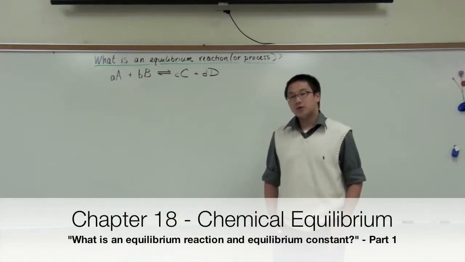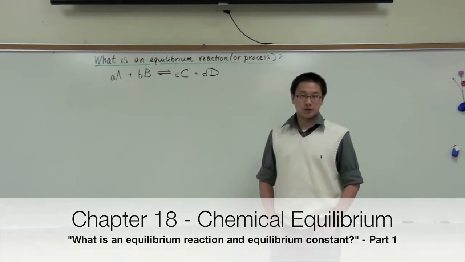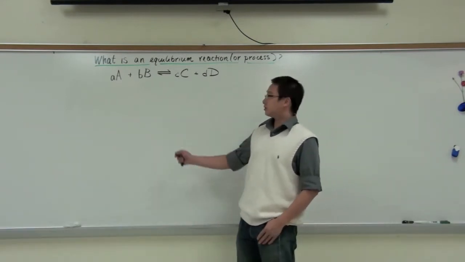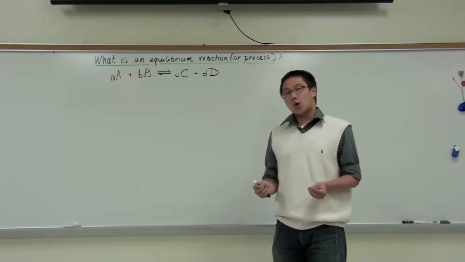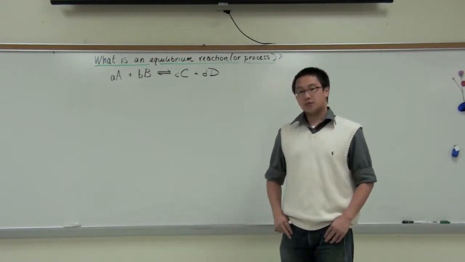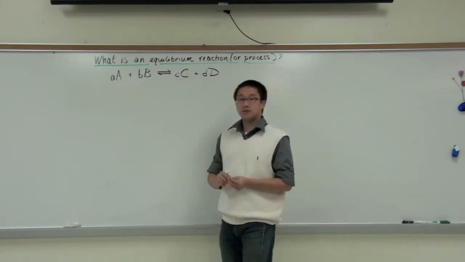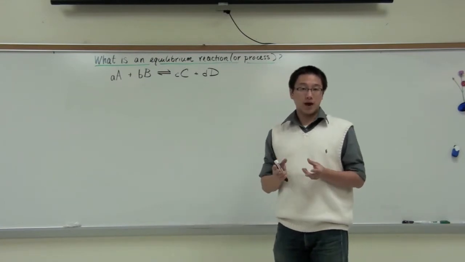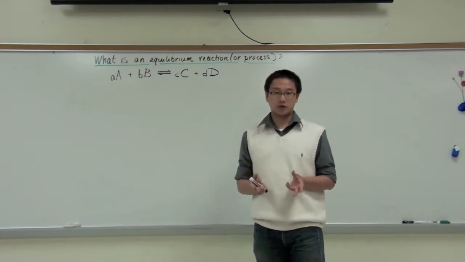In this tutorial, we are going to learn about what is an equilibrium reaction. So when we first learn about equilibrium reaction, we are always presented with this generic chemical equation. We first know that it is an equilibrium reaction by seeing this double arrow. This double arrow tells us that the reaction can go forward and it can go backward or reverse direction.